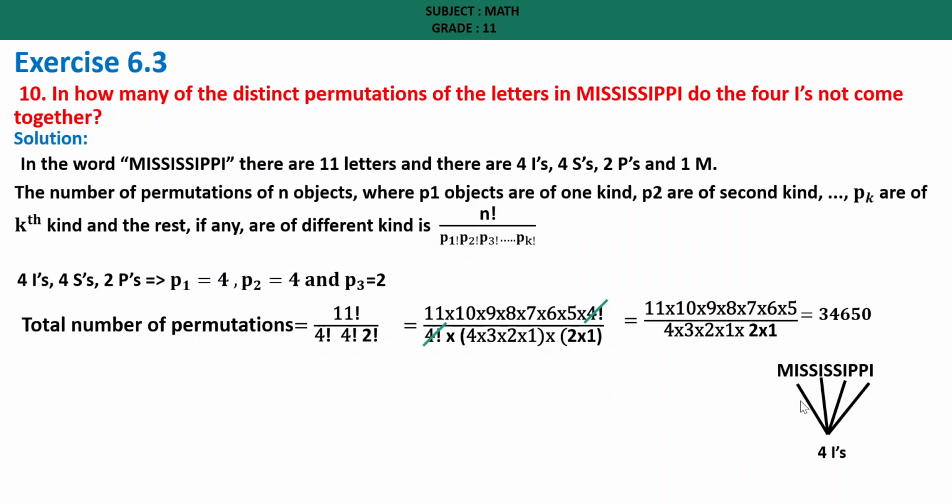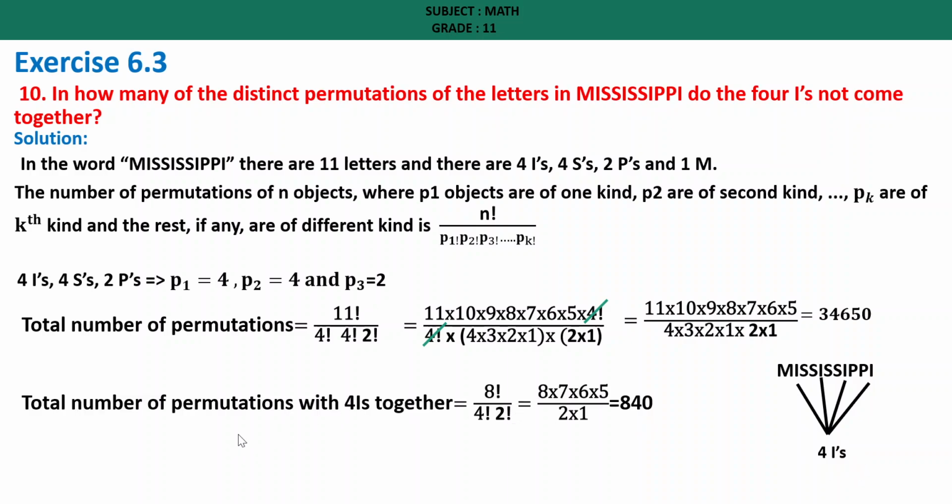So now here 4 I's should not come together. So the 4 I's should be treated as one unit. So the total number of permutations with the 4 I's together is 8 factorial divided by 4 factorial into 2 factorial. Because if we remove the I's, we will be having 1, 2, 3, 4, 5, 6, 7 and the 4 I's together as 1. So it will be 8 factorial divided by, now here as S is repeating 4 times, so this is 4 factorial. And P is repeating 2 times, 2 factorial.